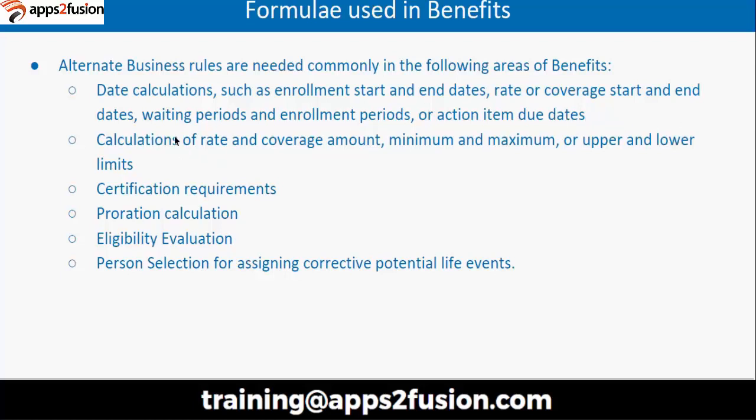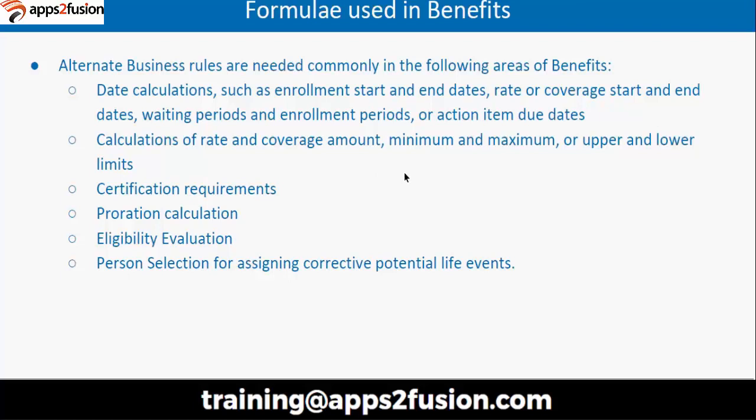Similarly, your coverage end date formula, your waiting period, enrollment period, action item due date. Yesterday you saw that for an action item which was on 1st January, the due date was 31st January, right? Beneficiary designation, that's what we saw yesterday. We said it was just 30 days from the date. Using configuration it was created, but you can also have a formula which determines your action item due date.